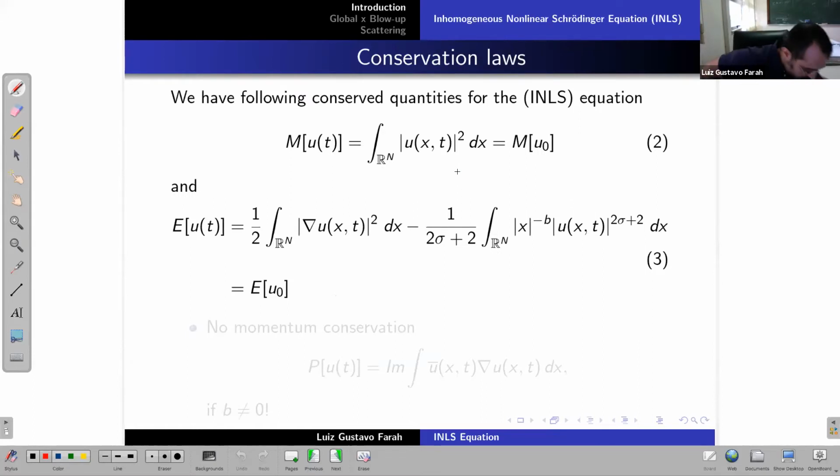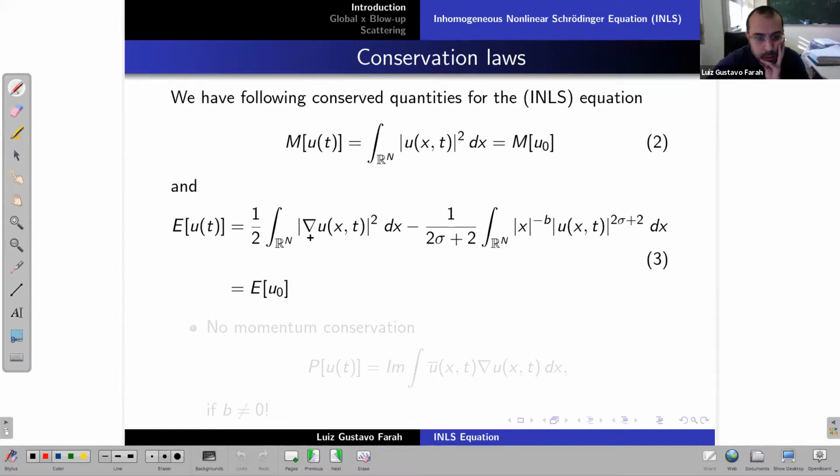So, as usual for dispersive equations, like ZK that we just saw in the previous talk, for this equation we also have some conservative quantities, right? Two conservative quantities are the mass, so the L2 norm is preserved for every t, and also the energy. The energy is this relation, these two integrals here.